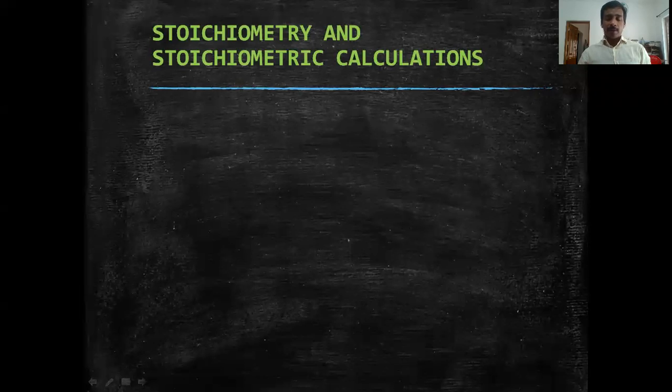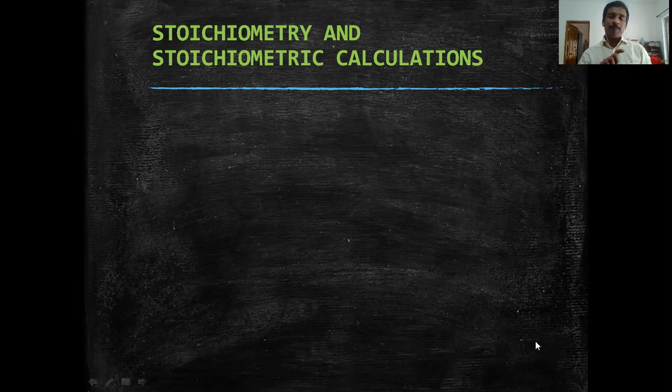Today we can see the quantitative aspects of chemical equations, which is known as stoichiometry. What is stoichiometry? In a balanced chemical equation, you are familiar with the chemical equation. In a balanced chemical equation, you can see the number of different reactants, isn't it? For example, 2H2 plus O2 gives 2H2O.